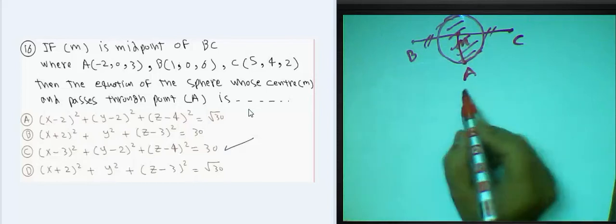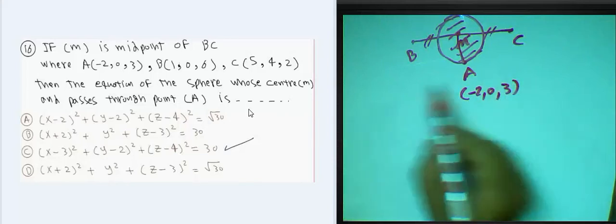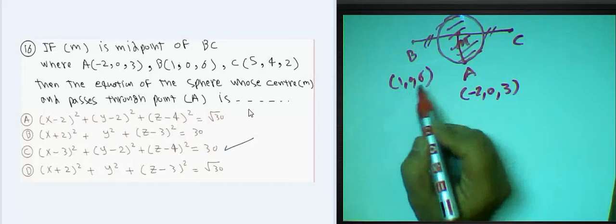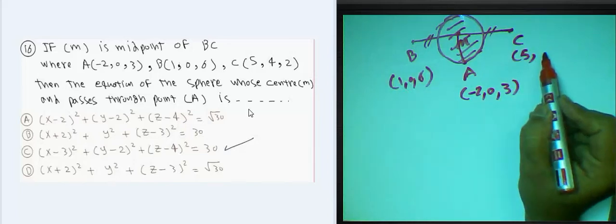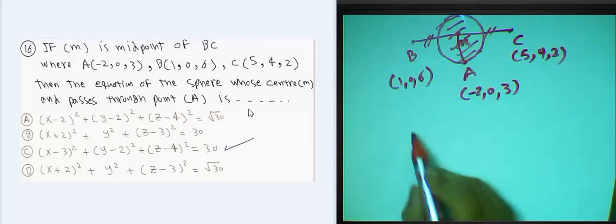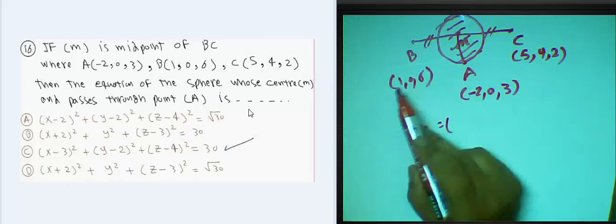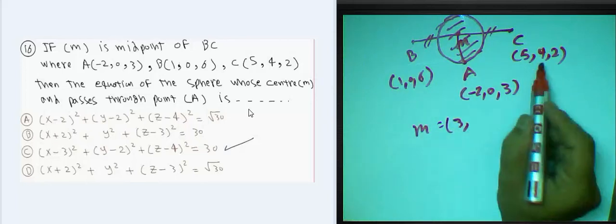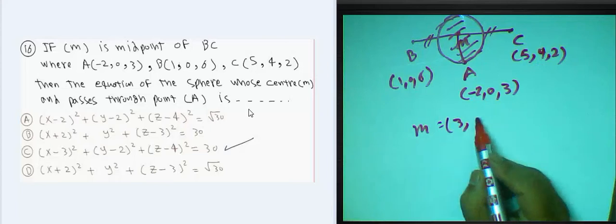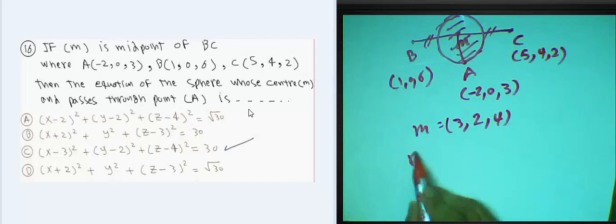We know A equals (-2, 0, 3), B equals (1, 0, 6), C equals (5, 4, 2). First we can find M. M is the midpoint between B and C. We can write (x plus x) divided by 2: 5 plus 1 equals 6, divided by 2 equals 3. And 4 plus 0 equals 4, divided by 2 equals 2, and 2 plus 6 equals 8, divided by 2 equals 4. Then we can find the radius here.